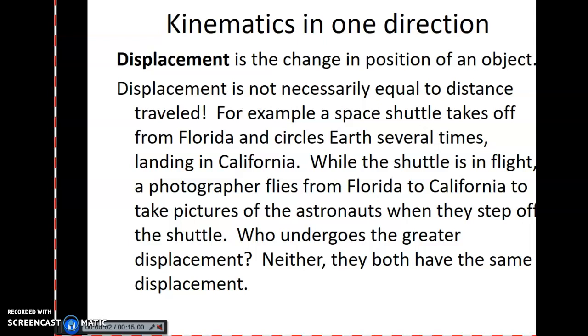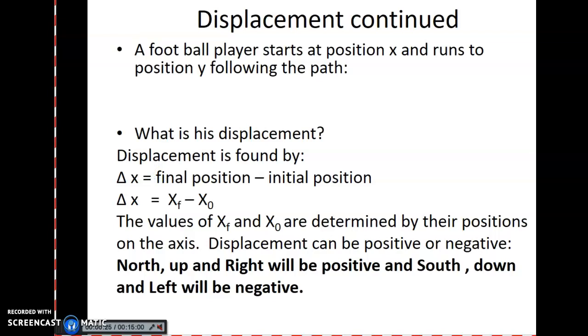Okay, so we're going to talk about kinematics, and the first thing we need to talk about is displacement. Displacement is not necessarily equal to the distance traveled. So you've got this little example here that's basically telling you, look, you can have something flying around and around and around, but if you have someone just going from point A to point B, they have the same displacement.